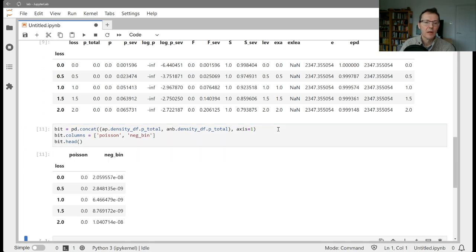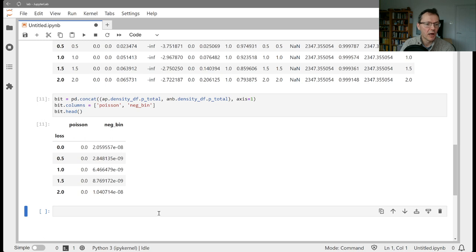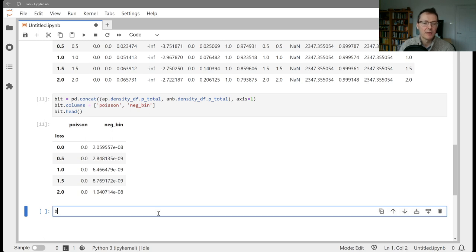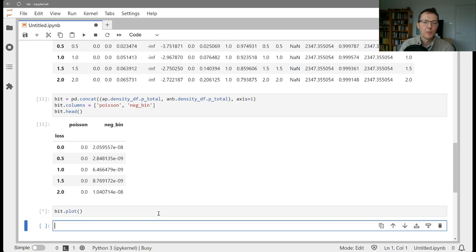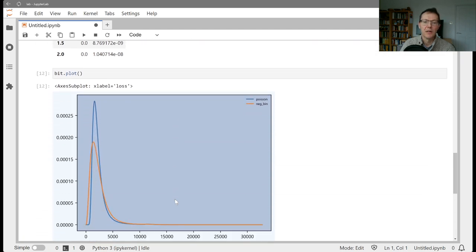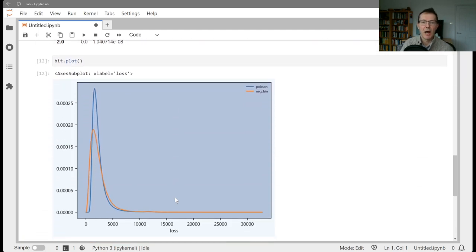Okay. All right. So now if we plot that, we're going to see, okay, so this is our two aggregate distributions. And you can see, as expected, the negative binomial version is more skewed to the right, and more spread out. It's got a higher variance and a higher skewness.